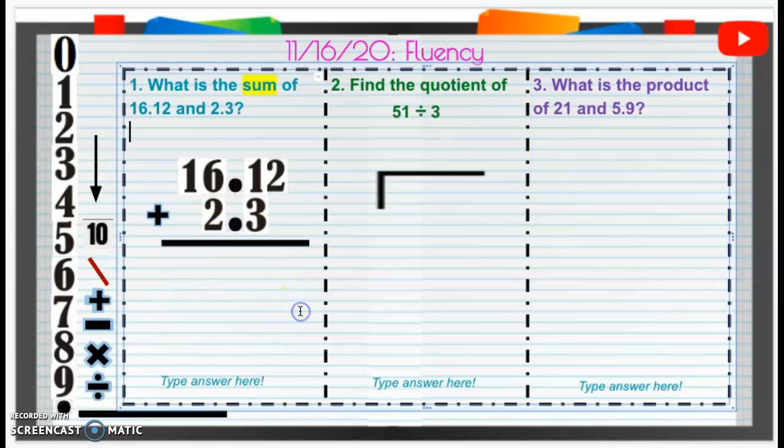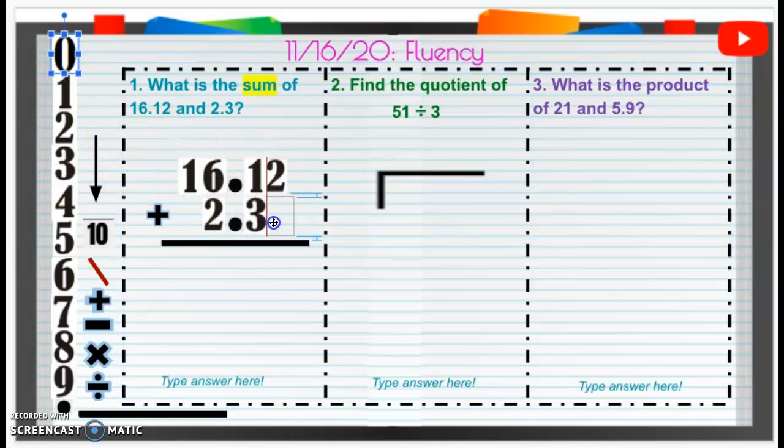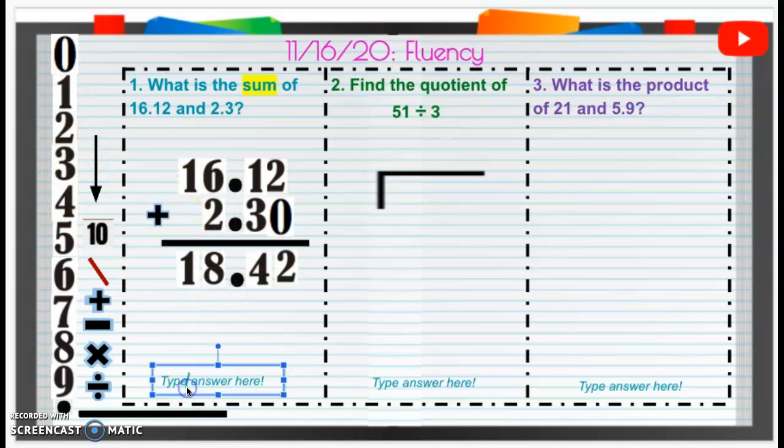All right, so when I add these up, we can put a placeholder of 0 here if you would like. 2 plus 0 is 2. 1 plus 3 is 4. Drop your decimal, drop it like it's hot. 6 plus 2 is 8. 1 plus 0 is 1. So our answer is 18 and 42 hundredths.